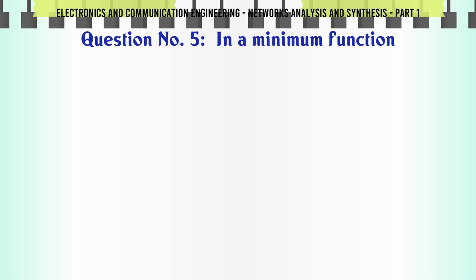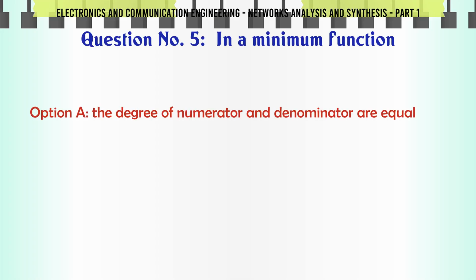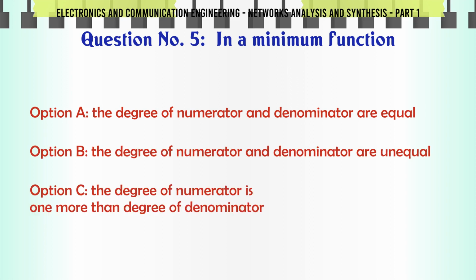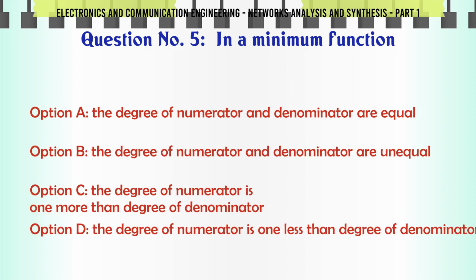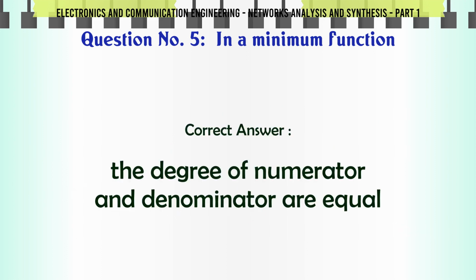In a minimum function, A. the degree of numerator and denominator are equal. B. the degree of numerator and denominator are unequal. C. the degree of numerator is 1 more than the degree of denominator. D. the degree of numerator is 1 less than the degree of denominator. The correct answer is the degree of numerator and denominator are equal.